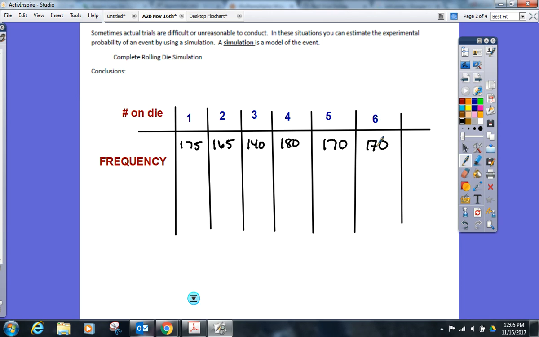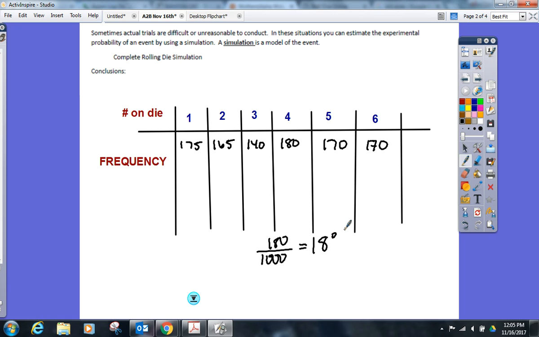All right, now let's go to number 4 again. 4 occurred how many times? 180 out of 1,000. You guys want to tell me what that is as a percent? 180 out of 1,000? Ends up being 18%.